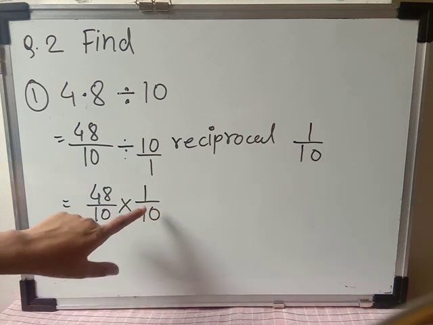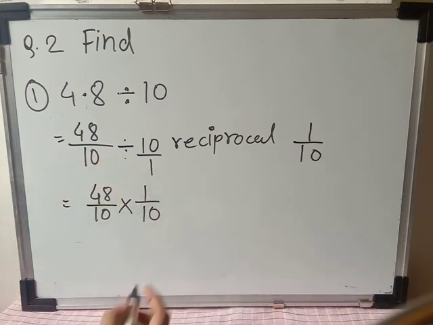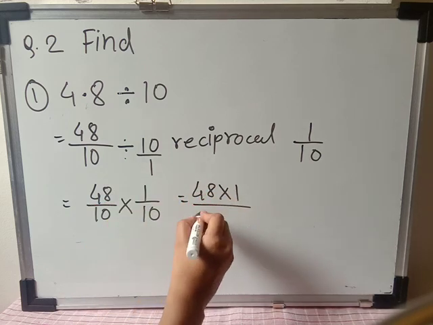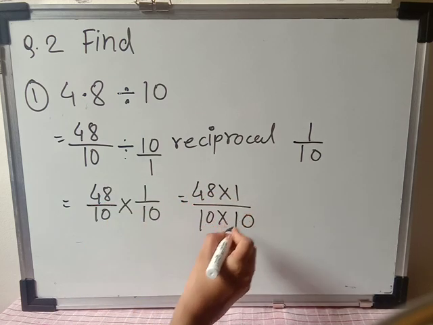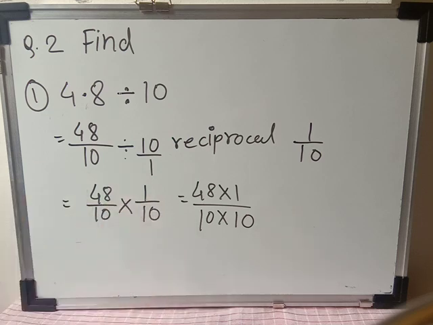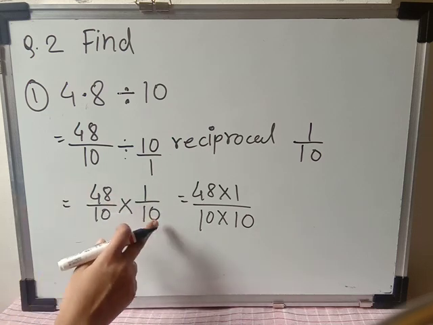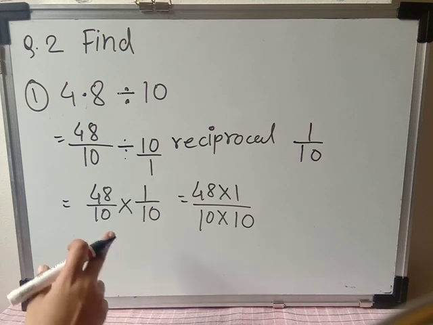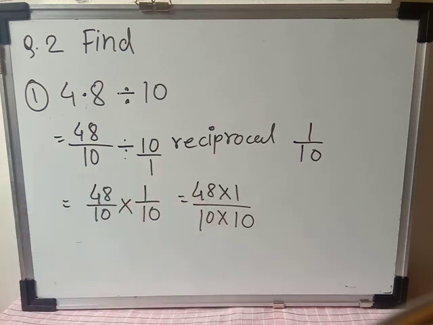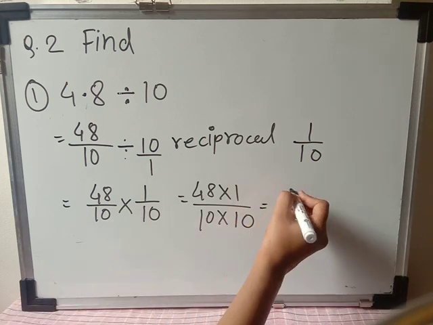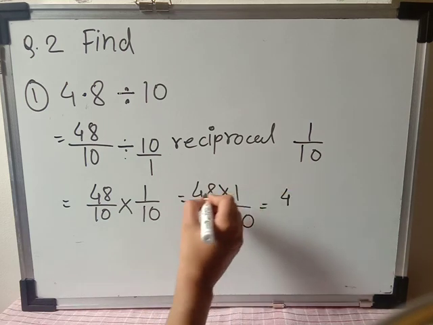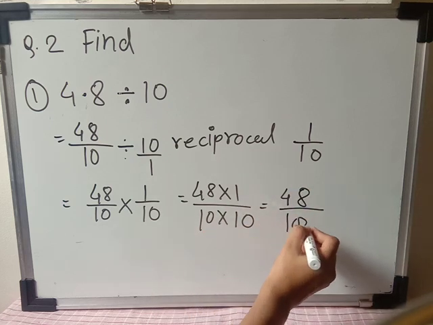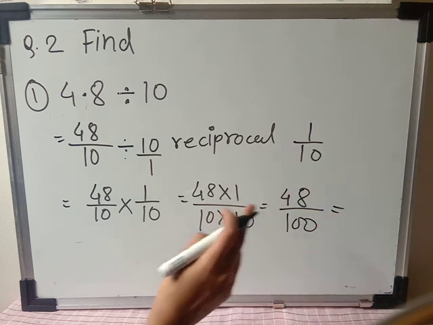Now I will just multiply the numbers. 48 multiplied by 1, 10 multiplied by 10. Don't divide here, don't do that. 48 and 10 are both divisible by 2, but I just want to see it after multiplying, so together you can divide both numbers. So 48 ones are 48, and 10 multiplied by 10 is 100. So now divide 48 by 100.